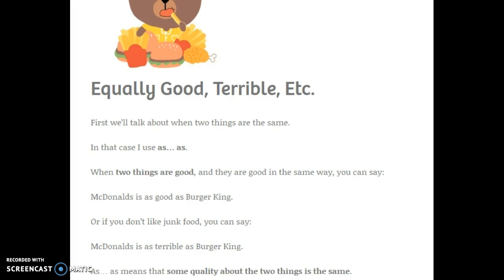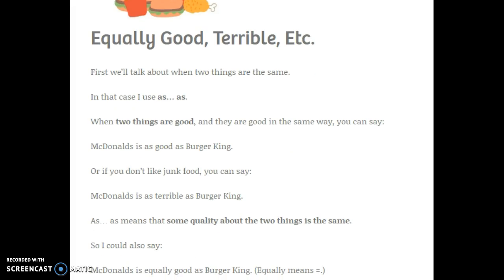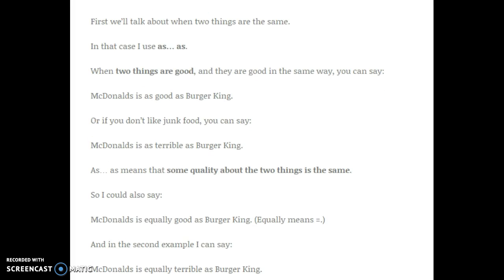Equally good, terrible, etc. First, we'll talk about when two things are the same. In that case, I use as and you use as. When two things are good, and they are good in the same way, you can say McDonald's is as good as Burger King. Or if you don't like junk food, you can say McDonald's is as terrible as Burger King. As means that some quality about the two things is the same.